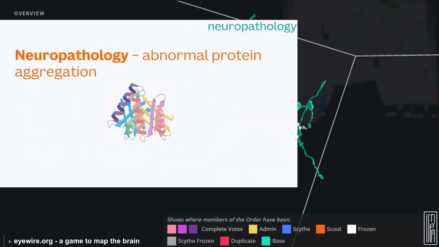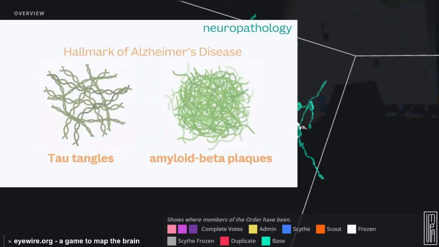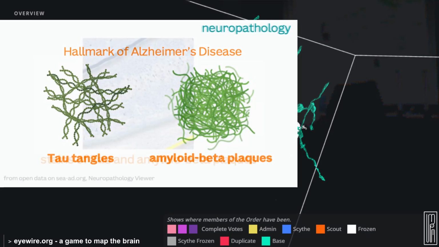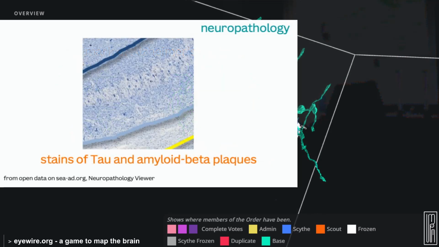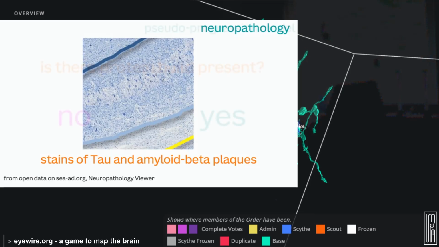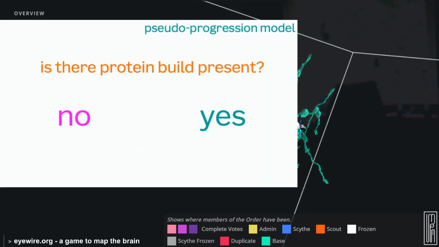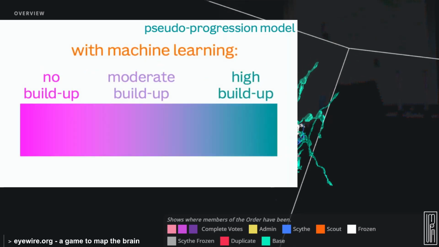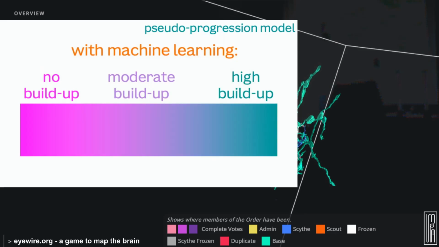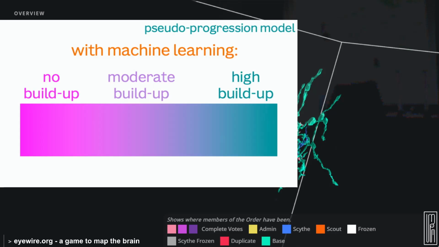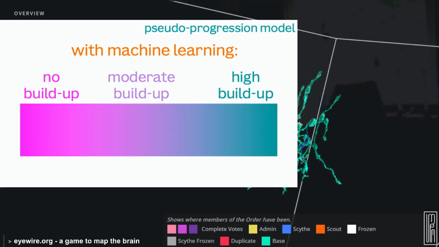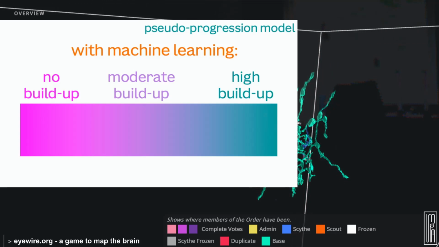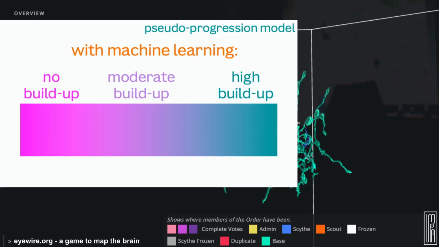Let's start with neuropathology. The hallmark of Alzheimer's disease is abnormal protein buildup, specifically amyloid beta plaques and tau tangles. This is often measured as a binary, yes or no for protein aggregation. In this project, the researchers used machine learning to gain a deeper understanding of the specific levels of protein aggregation. Now, instead of a binary yes or no, individual brains are assessed on a continuous scale, spanning from no protein buildup to high levels of aggregation.